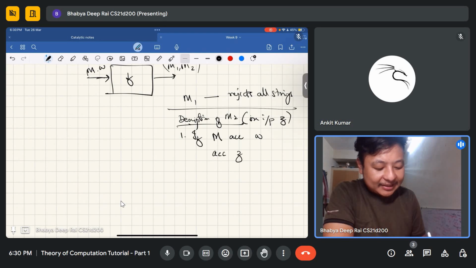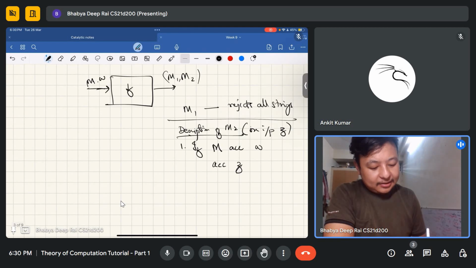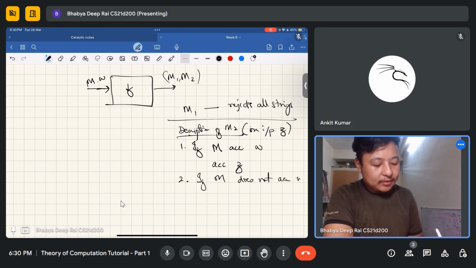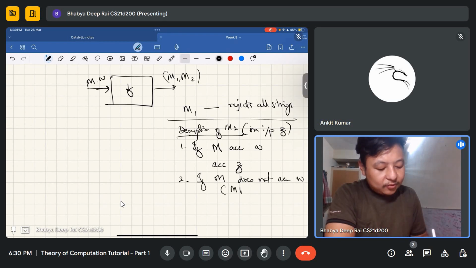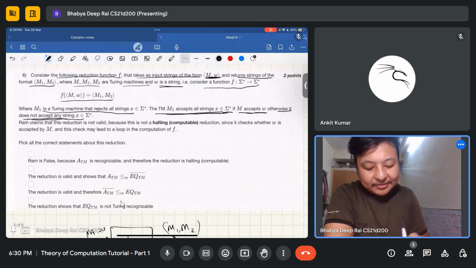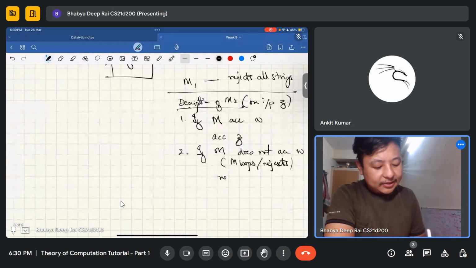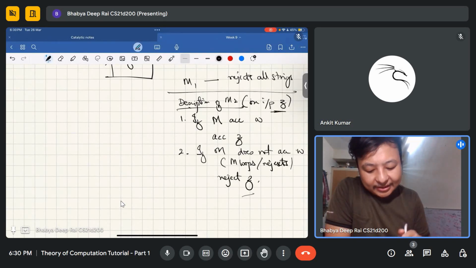M2's behavior is that it will accept any z given to it. Whereas if M does not accept w, remember M may loop also, so M loops or rejects, then what is it saying? Otherwise it does not accept any string, then reject z. Any z you give, it will reject if M loops or rejects.